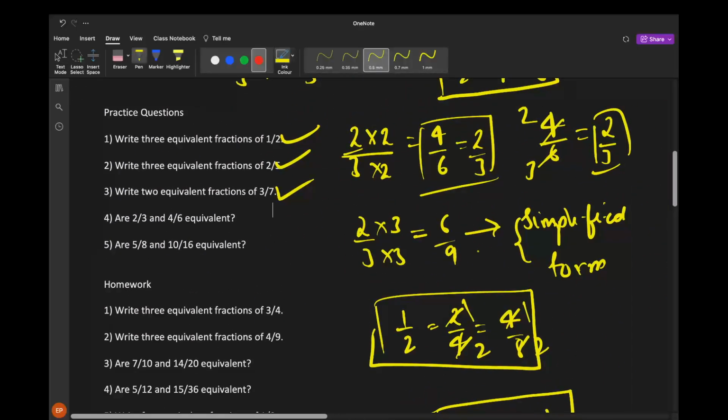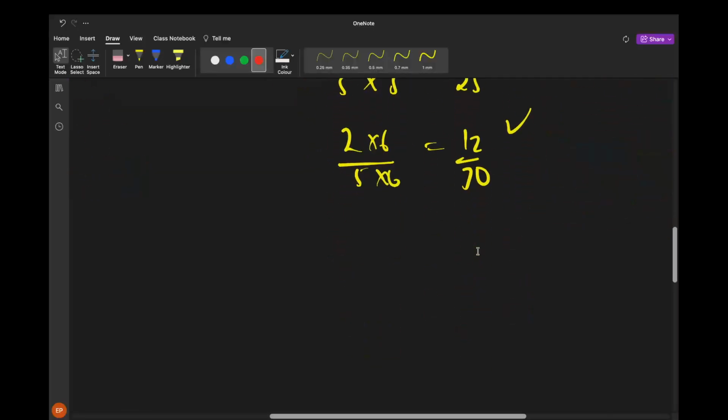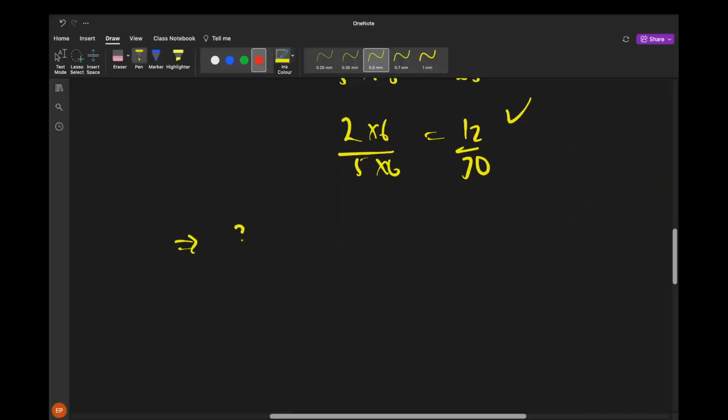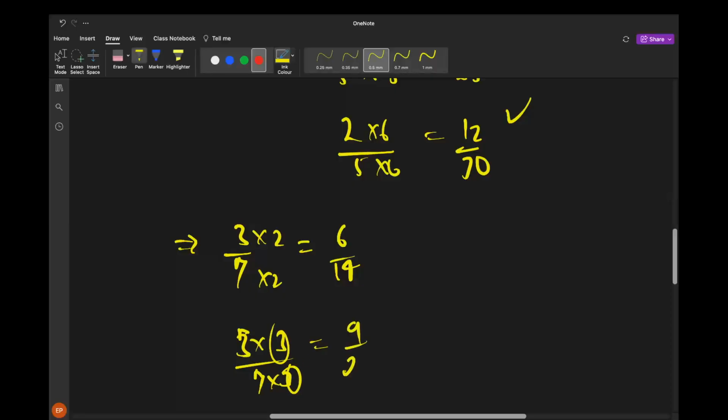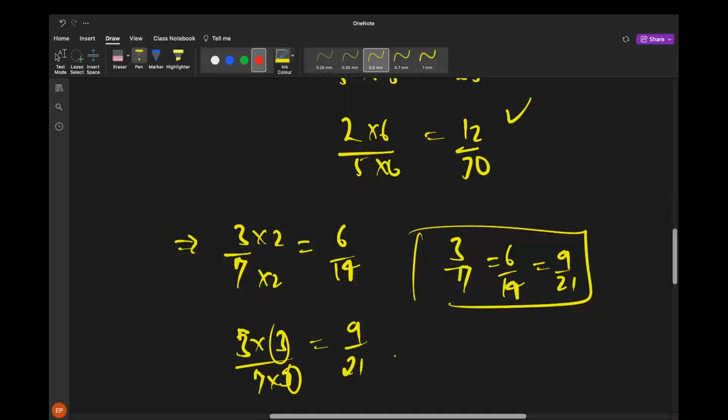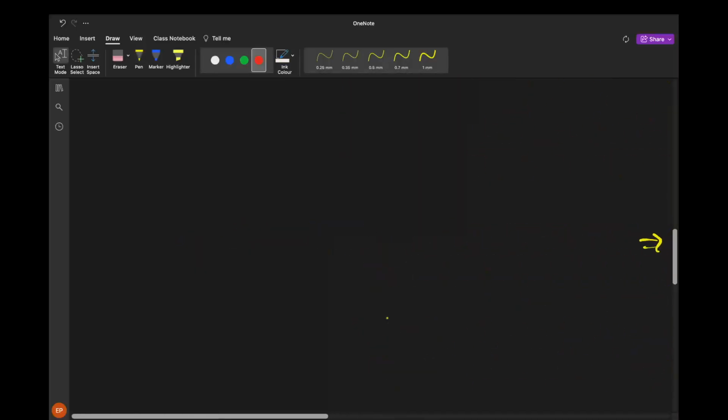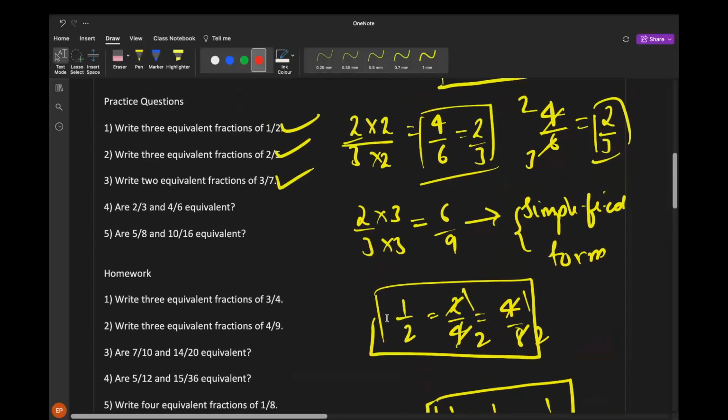Right, for 3 by 7 also, just the same process. 3 by 7, multiply by any number. Let me take 2 only. 3 twos are 6, 7 twos are 14. 3 into 3 divided by 7 into 3, same number: 3 threes are 9, 7 threes are 21. So 3 by 7 is equal to 6 by 14, which is also equal to 9 by 21. Like this you can generate another one also, multiplying the same number on numerator and denominator.